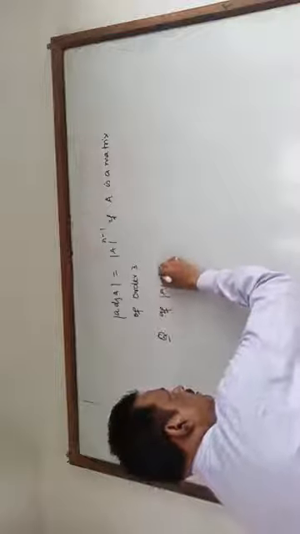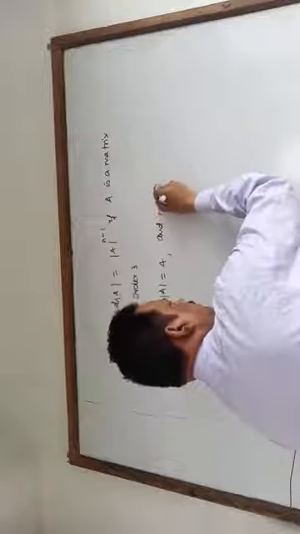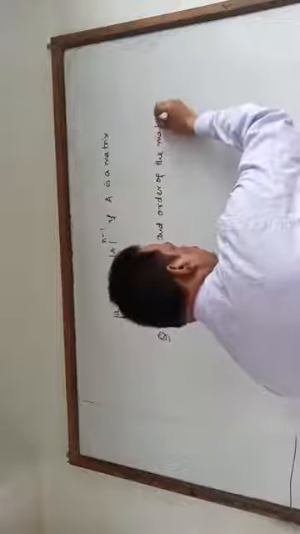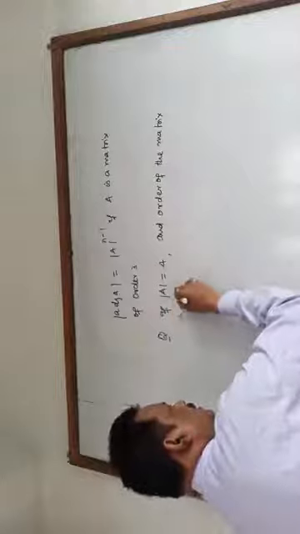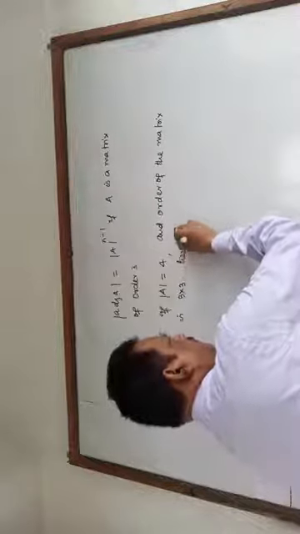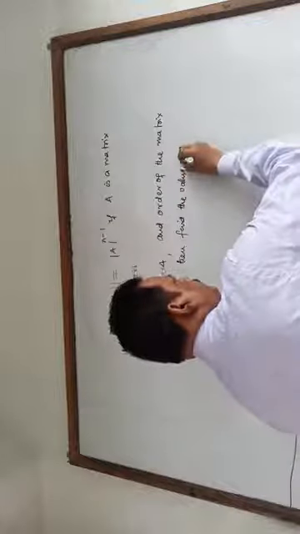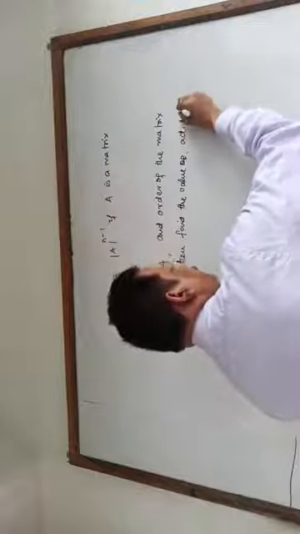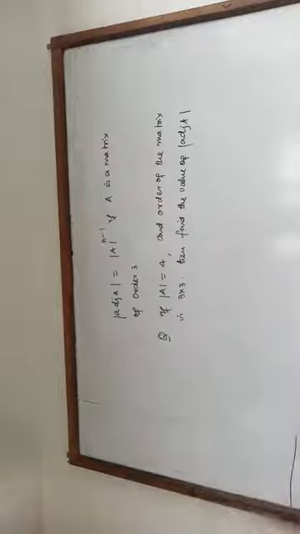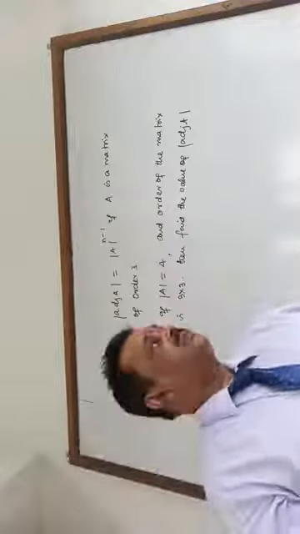If determinant of A is 4 and the order of the matrix is 3 by 3, then find the value of the determinant of adjoint of A. So we can use the formula directly here.